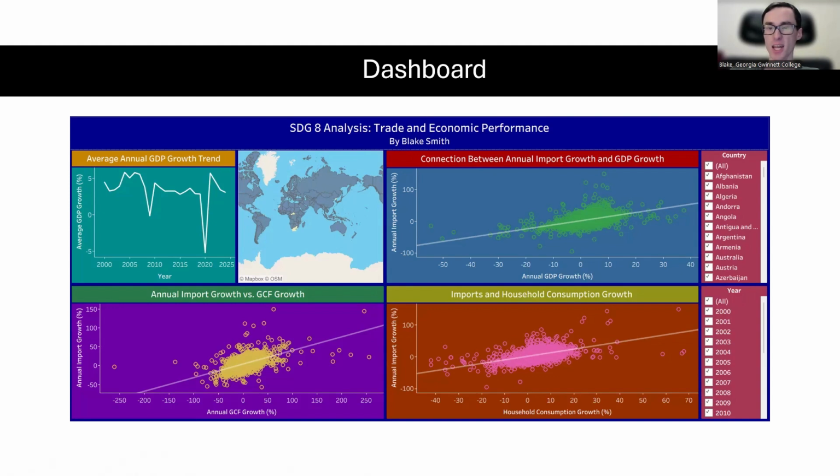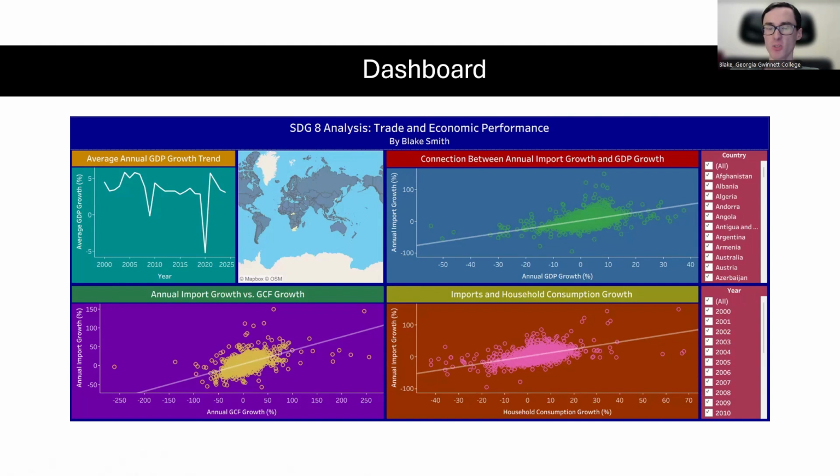Now, looking at this data overall from 2000 to 2024, we can see that as imports increased, generally GDP, GCF, and household consumption also increased. And looking at the line chart, we can see that GDP growth fluctuated over the years, showing that economies change over time rather than staying constant.